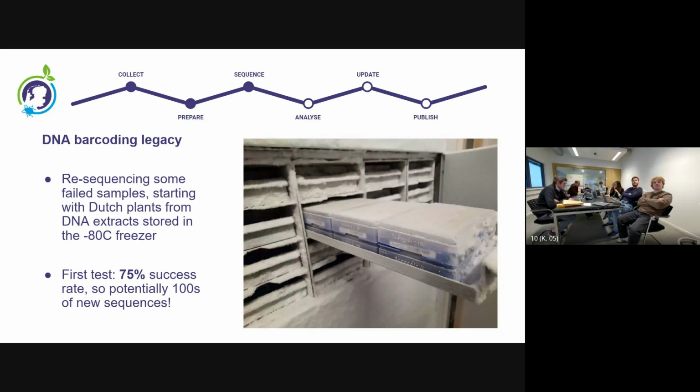And then we've been working on some of the legacy data that we still have lying around, because we have a freezer with tens of thousands of DNA extracts from earlier projects for which we don't all have sequences. And so now we are also working on resequencing some of those samples, getting all the samples from the -80 freezer. And the first tests are about 75% success. So cautiously optimistic, but at least for the plants where we started, that's potentially hundreds of new sequences. So lots more species that we can hopefully cross off the target list soon.